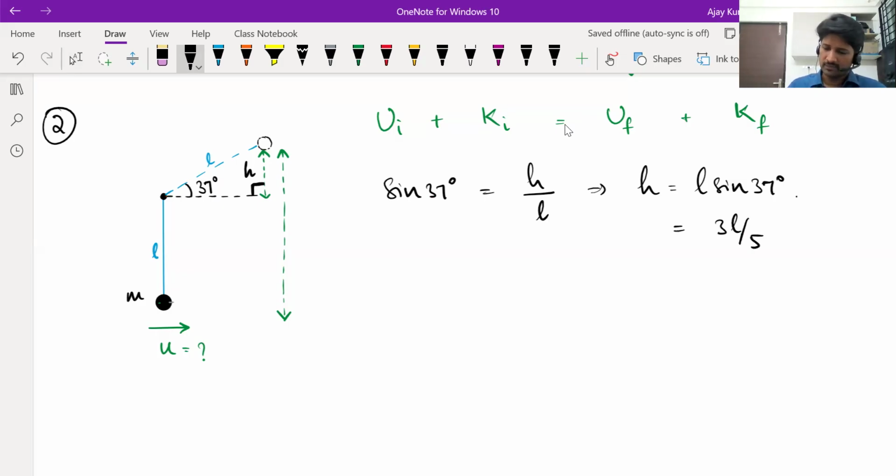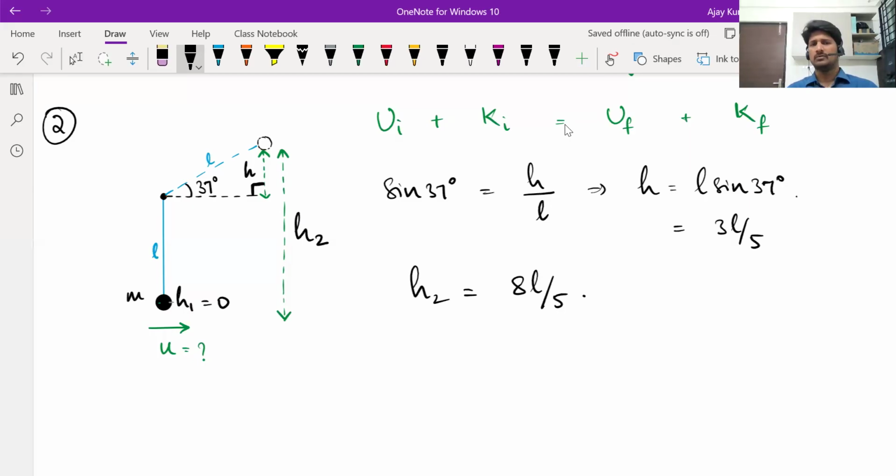Therefore, the total height by which it rises, you can call the total height as the final height h2. Initial height h1 we will take as 0. So the final height h2 becomes the height below, L, plus another 3L by 5. L plus 3L by 5 is 8L by 5. That's the final height to which the bob rises. Okay, we found out from which height to which height it goes.